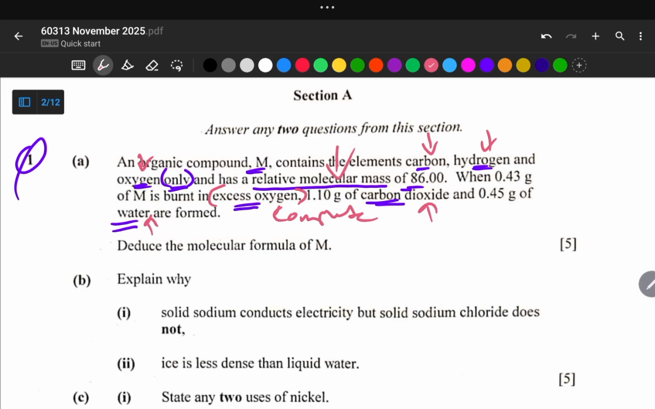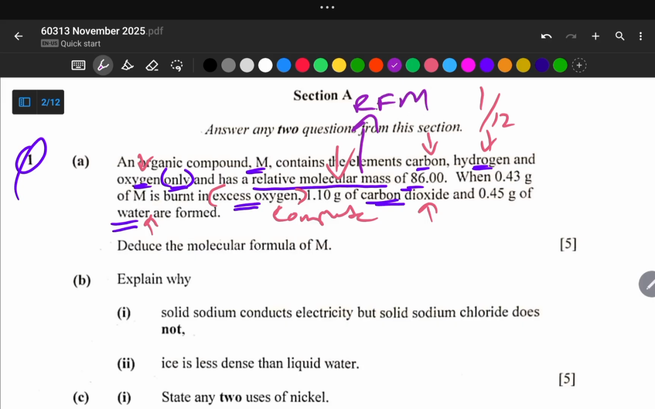So relative molecular mass is defined as the average mass of a molecule measured relative to 1/12 mass of a carbon-12 atom, right? So you should know these definitions by heart: relative atomic mass, relative formula mass, relative isotopic mass, and so on. The Avogadro's law, the Avogadro's constant, right? And also you should be able to differentiate between relative molecular mass and relative formula mass.